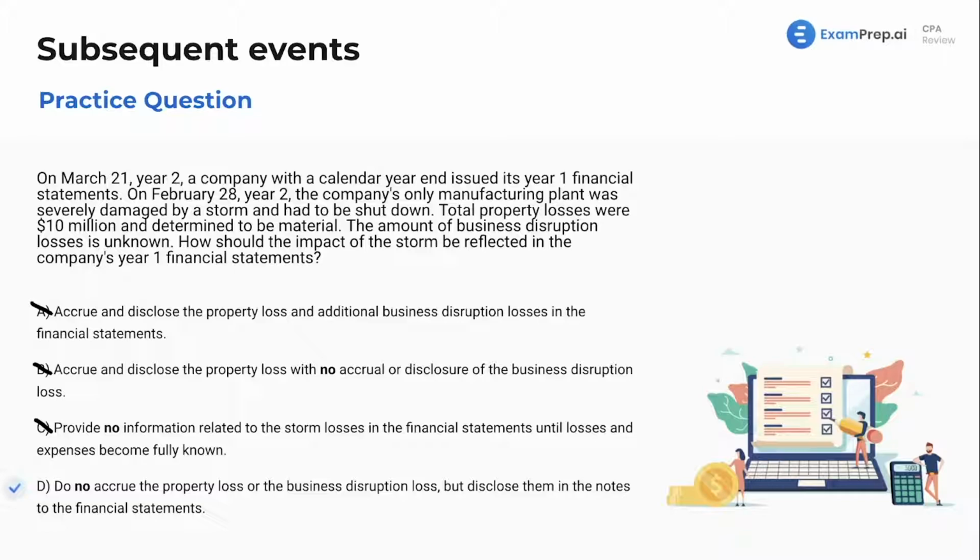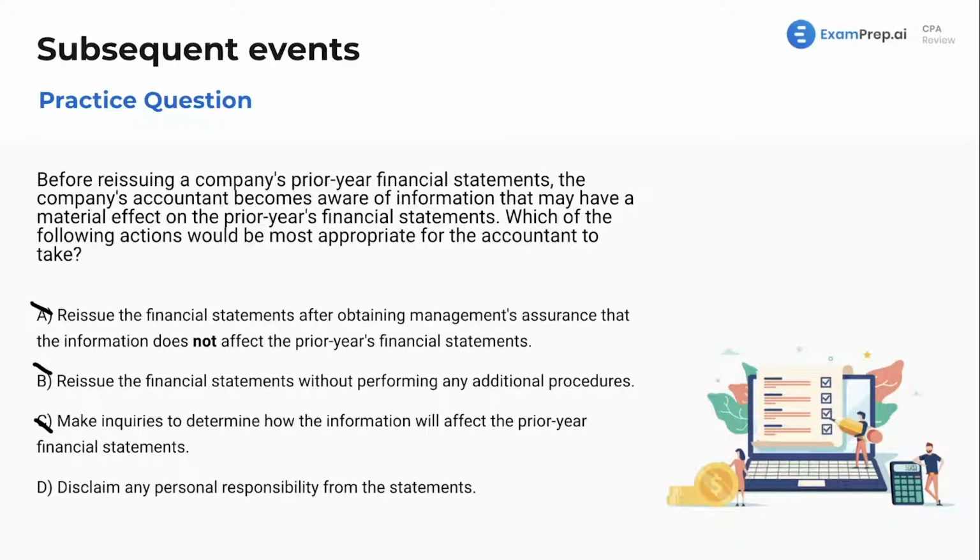That's a pretty good question. You'll see one similar to it in the future. Let's take a look at this one right here. Before reissuing a company's prior year financial statements, the company's accountant becomes aware of information that may have a material effect on the prior year's financial statements. Which of the following actions would be most appropriate for the accountant to take?